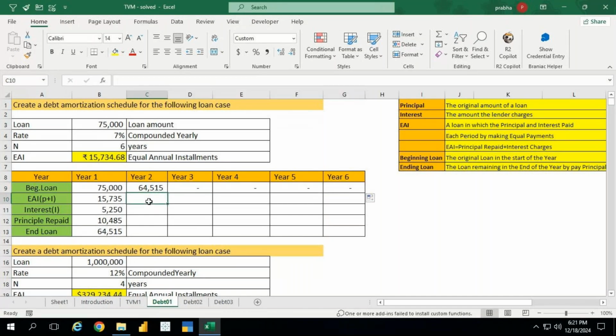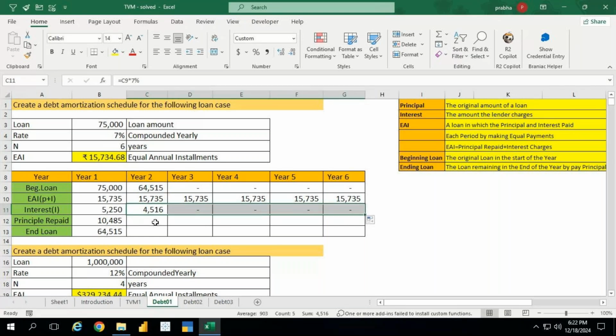EAI is going to remain the same for all the years. So I put equals and take the previous year's end value. So I will apply the fill handle. Now coming to interest, I'll put equals. So select the second year beginning loan into 7%. I'll come here, I'll apply the fill handle.